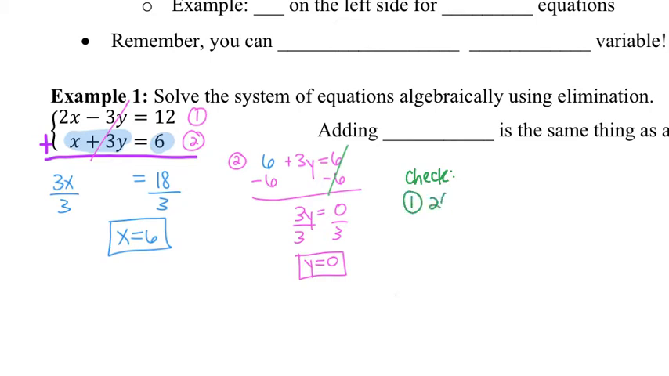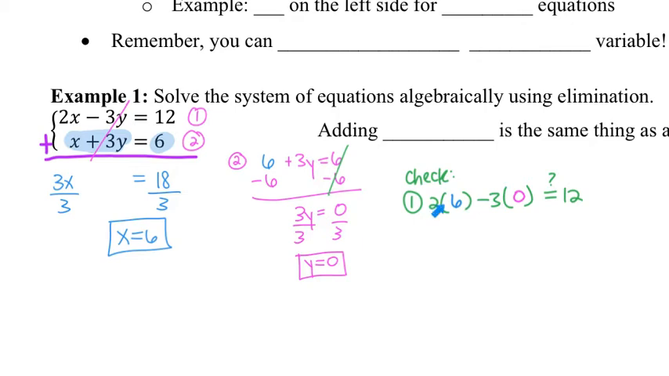So let's write that. So 2, and then instead of x, we said that x was 6, so we're going to plug in 6 for x, minus 3 times my y, which was 0, so that's going to be easy. And is that really equal to 12? So again, we have multiplication, multiplication, and subtraction. Order of operations says multiplication comes first.